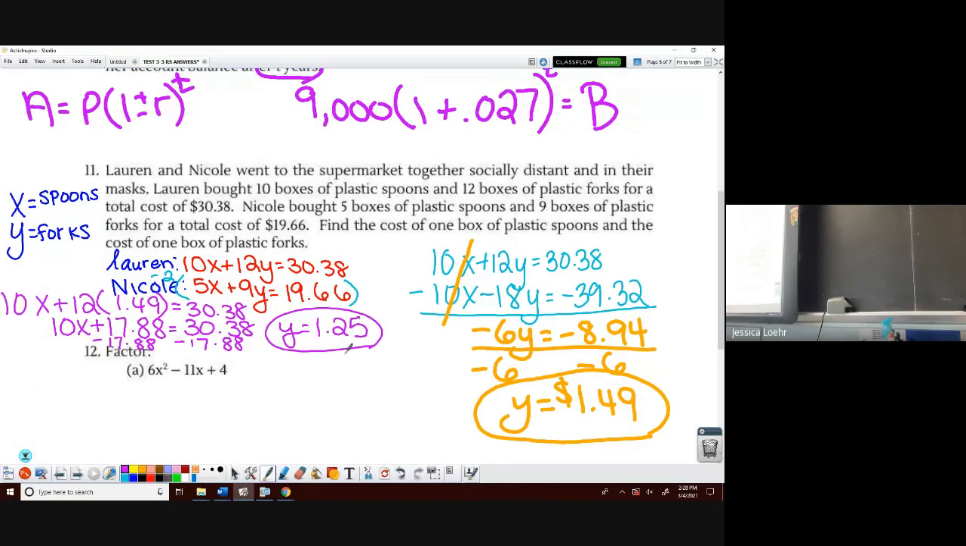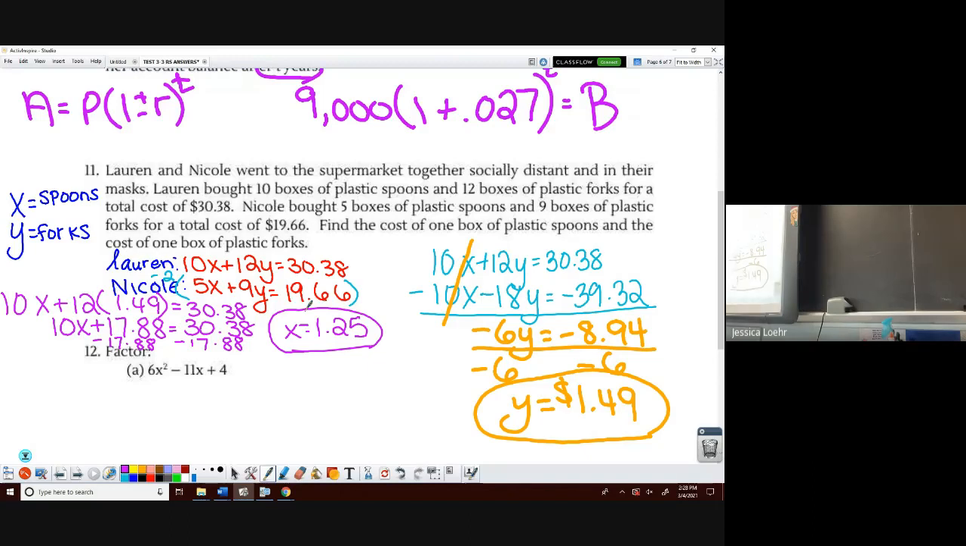So your price for the box of spoons is $1. Sorry, you're right. $1.25, and the price for forks is $1.49. If you don't do this, you have to write a sentence saying that. So choose one or the other. I would just recommend this. It's easier. Questions about 11?